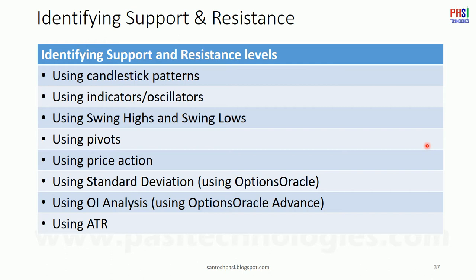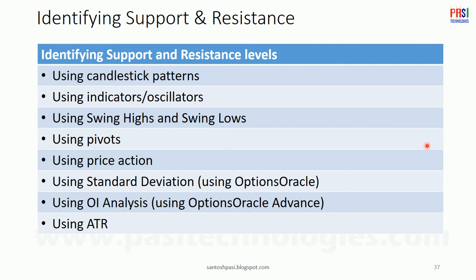There are different ways to identify your support and resistance. You may use candlestick patterns if you're comfortable, or something like a double top, triple top, doji candles, morning stars, evening stars, and so on. You may use indicators like moving averages or Bollinger Bands. You may use oscillators like MACD, CCI, RSI, and other indicators. You may use simple things like swing highs and swing lows. So on a chart on a longer time frame, you may take swing highs and swing lows, and those can be considered as support and resistance.